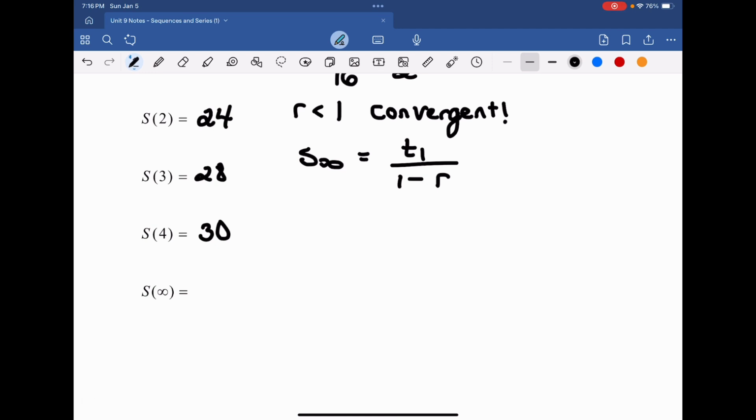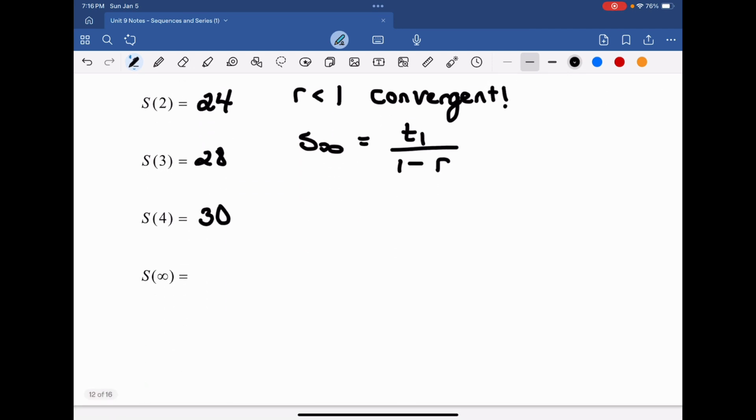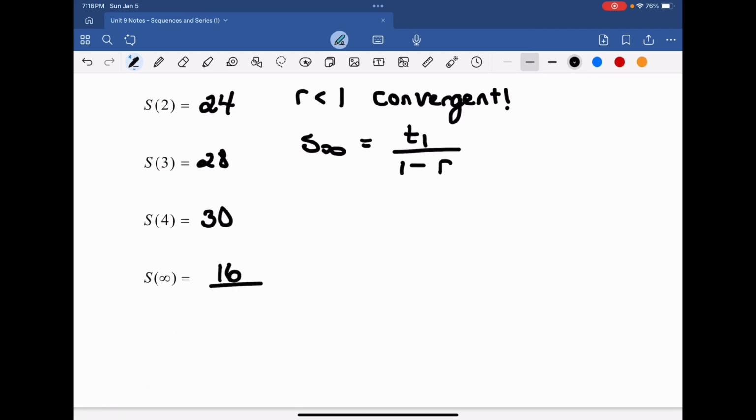S infinity is equal to T1, which was 16 for us. So we're going to go 16 divided by 1 minus 1/2, which is the common ratio. That's 16 divided by 1/2, which is the same as 32. So the sum we approach for this geometric series is 32. That's the value we're approaching as we add up this infinite geometric series here.